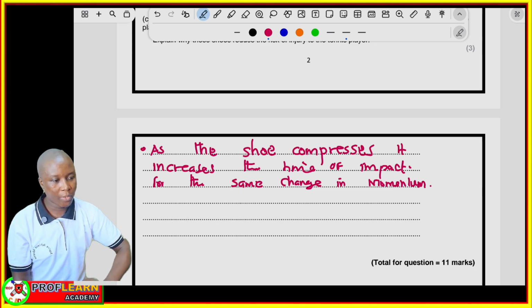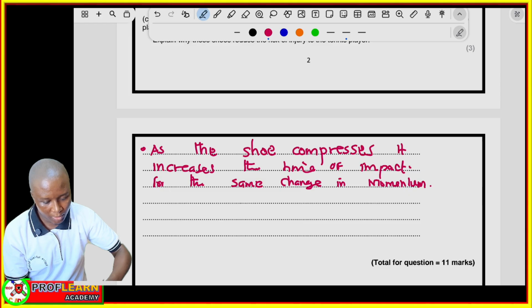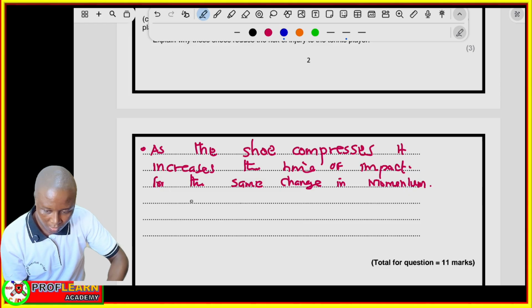Looking at question number 3, it says, okay, this is moment of force. Check the link for moments, the tutorial for moments.